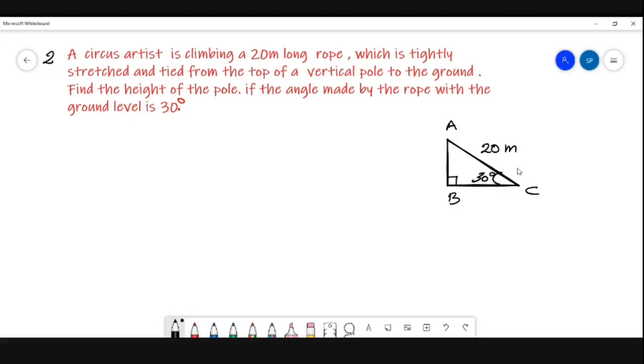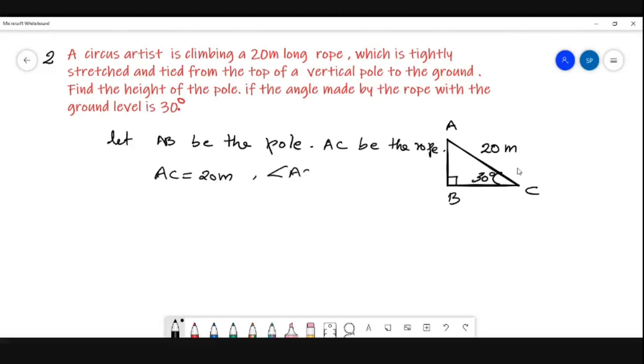So here, let us explain the figure. Let AB be the pole and AC be the rope, and it is given that AC equals 20 meters and angle ACB equals 30 degrees. Here BC is the ground.